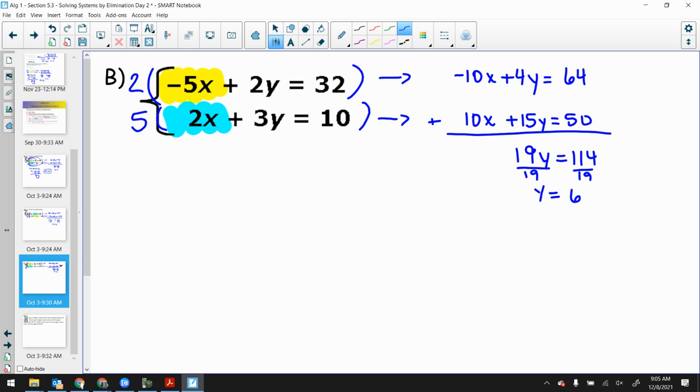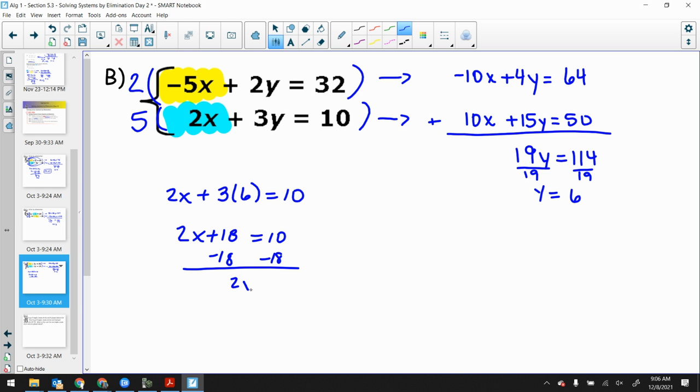Now let's go back in. We do the bottom one, it's way easier. 2x plus 3 times 6 is 10. Well, 3 times 6 is 18. Subtract the 18, and then we divide by 2. So negative 4 comma 6.